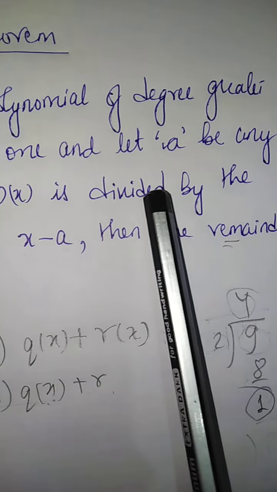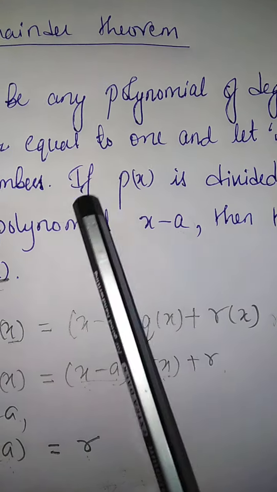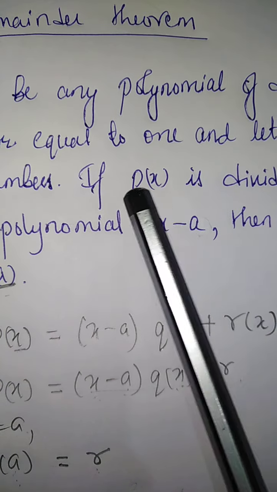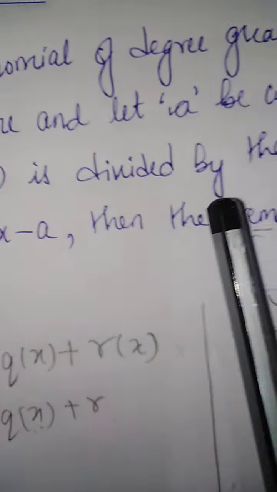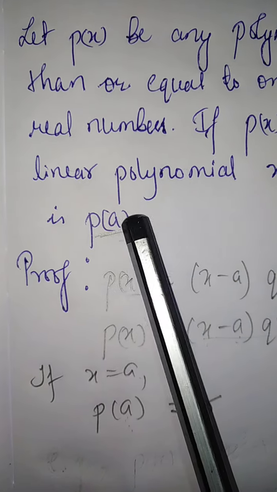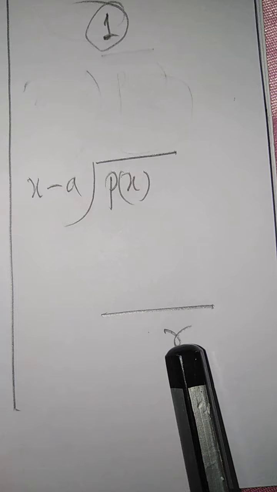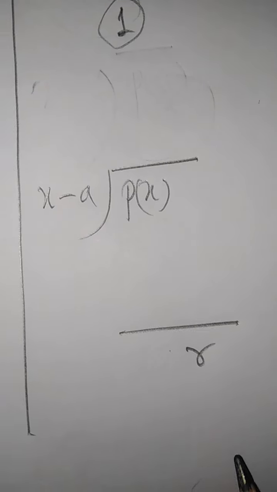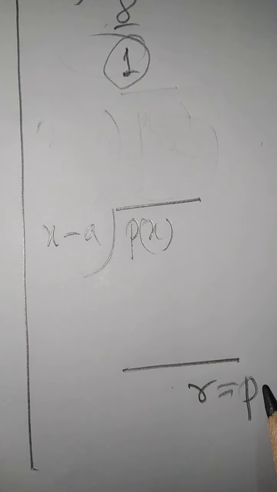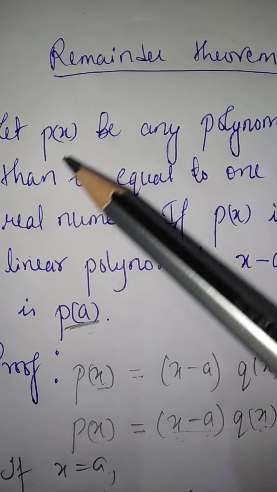If p(x) is divided by the linear polynomial x minus a, so in this case we are dividing p(x) by x minus a, then the remainder is p(a). So when we divide p(x) by x minus a, your remainder is p(a), right? This is the theorem. This is called the remainder theorem.